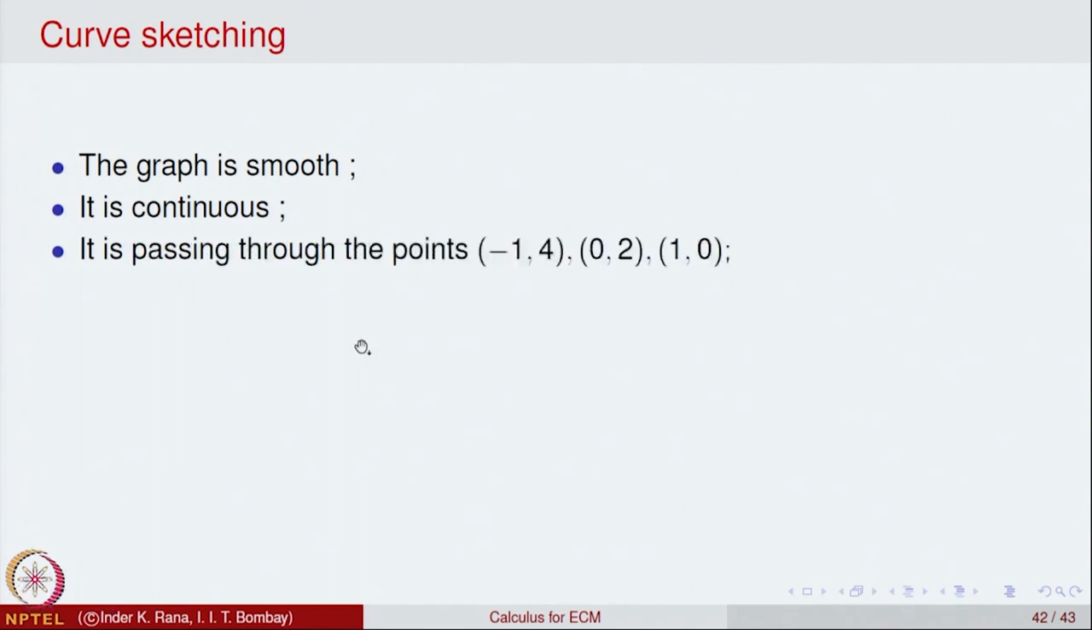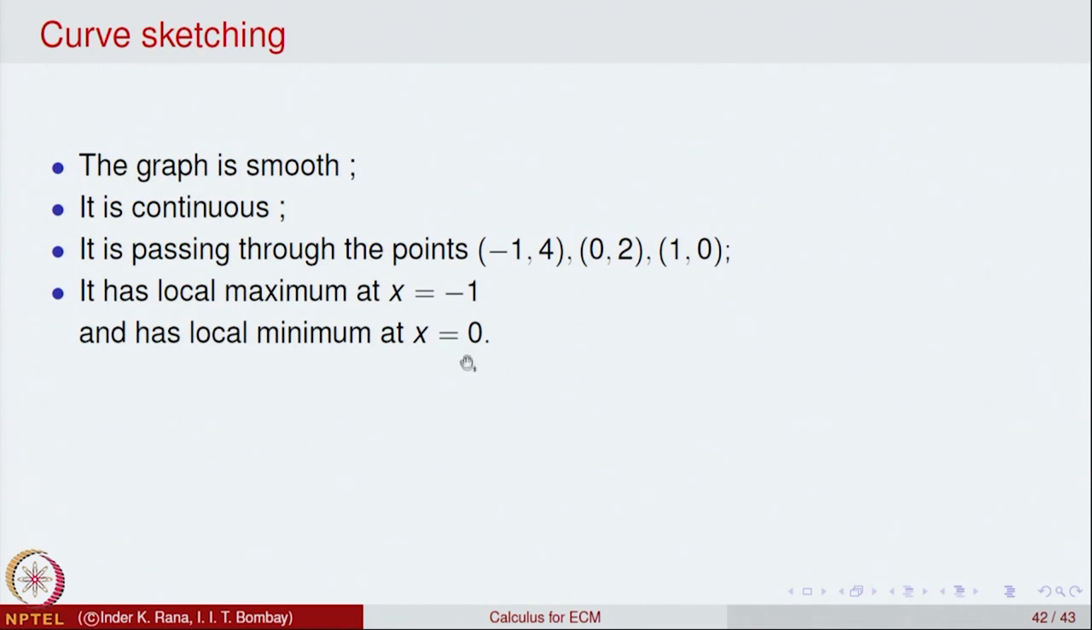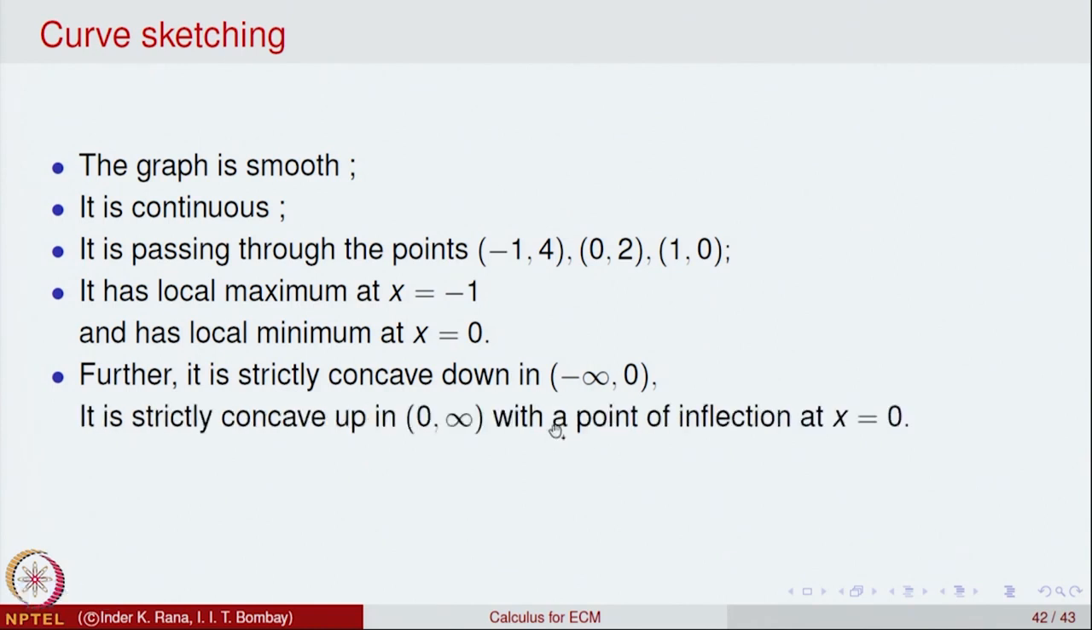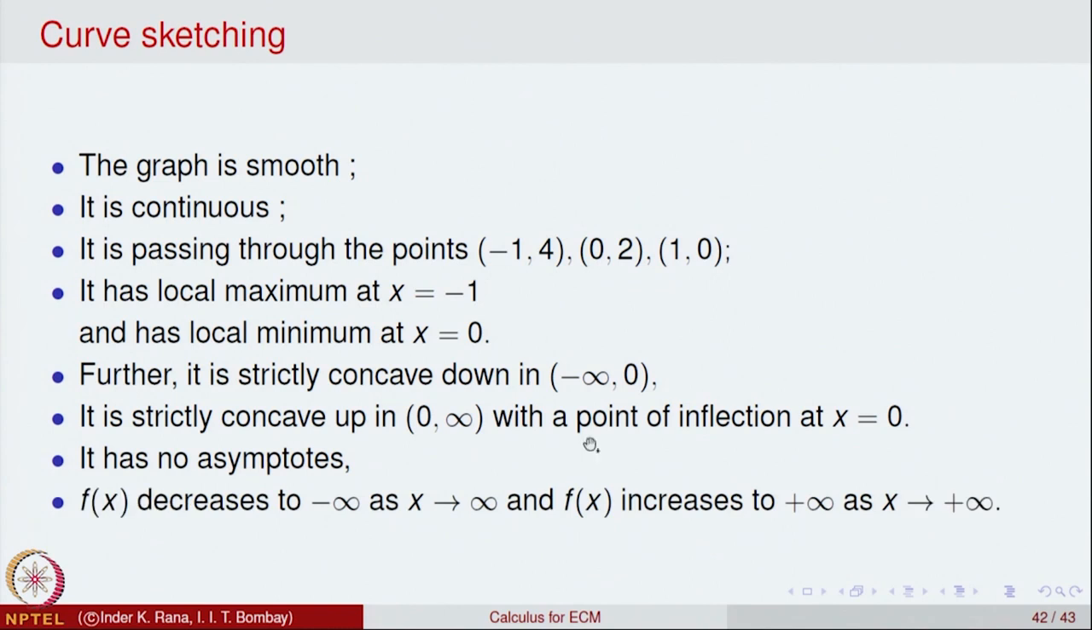The graph is smooth because it is twice continuously differentiable, it is continuous, and it passes through these points, that is what we observed. Then it has a local maximum at the point minus 1, and a local minimum at the point x is equal to 1. Further, it is strictly concave down in minus infinity to 0, and strictly concave up in 0 to infinity with a point of inflection at the point x is equal to 0. It has no asymptotes, it keeps on increasing or keeps on decreasing. So, f decreases to minus infinity as x goes to minus infinity, and it increases to plus infinity as x goes to plus infinity.